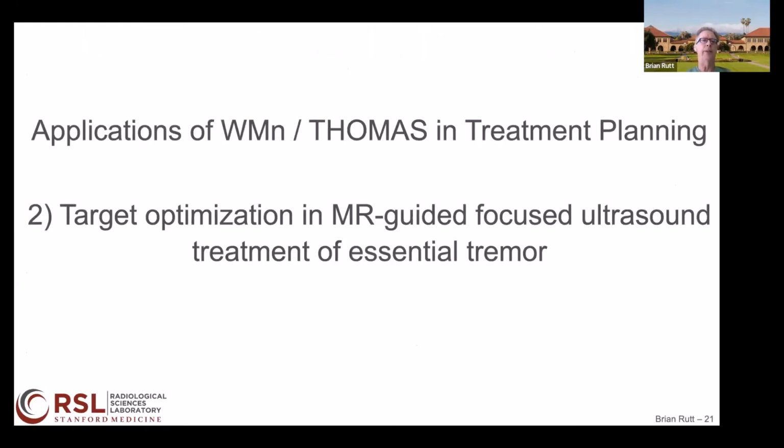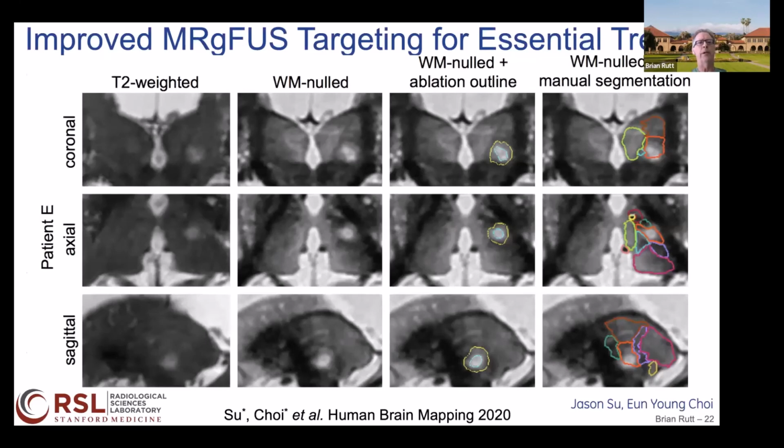So now I'd like to mention a few things about another treatment trial that we were involved with, and that is the use of MR-guided focused ultrasound to treat essential tremor. So I won't spend as long on this, just to mention that white matter null imaging is also very useful in this case of focused ultrasound ablation. T2 weighted images are commonly used, but you can see that in the white matter null images that are done after the focused ultrasound ablation, we can find the ablation zone.